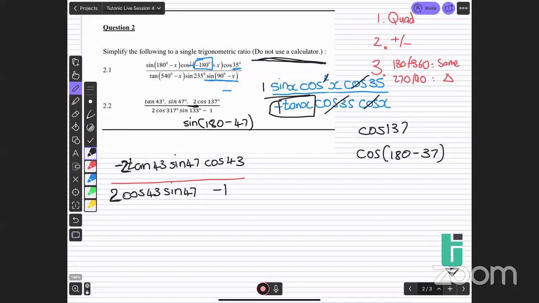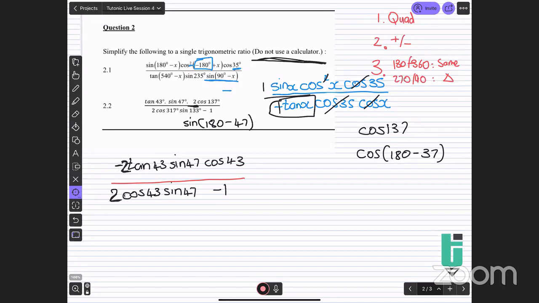You must change. What if you change this to cos 43? Sine 47 can be changed using 90 minus. Yes. Then it becomes 2 cos squared minus 1, and that's equal to cos 2 theta. You guys hear that? But let's just hold on. Let's just do the other side first.